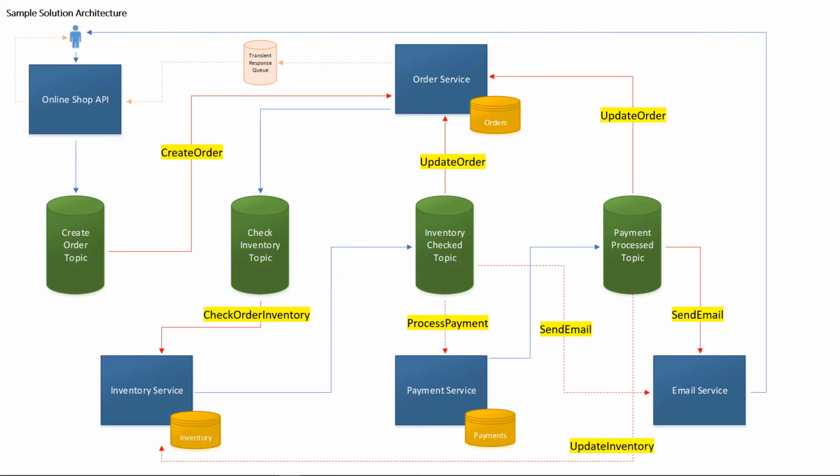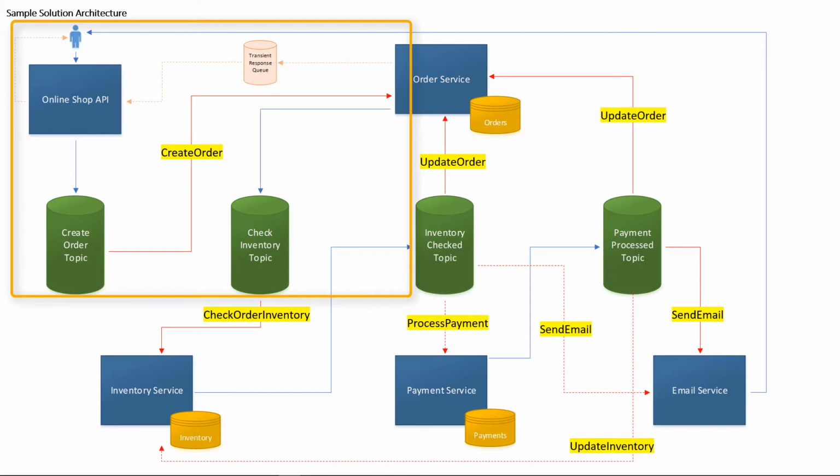Before we look at the rest of the functions, let's take a look at where we are in the process. We have called the online shop API from the client app and we initiated an order. The online shop API endpoint has inserted a message in the create order topic, and our order service, which is an Azure function, has been listening to that topic. It picked up the message and it recorded the data in the orders table, and then it inserted the message into the check inventory topic.